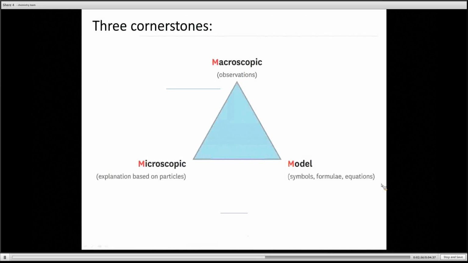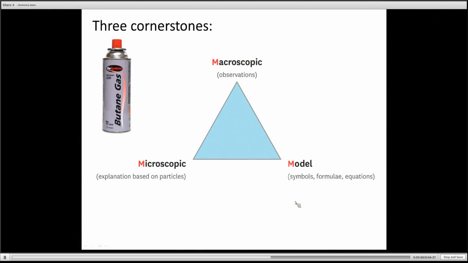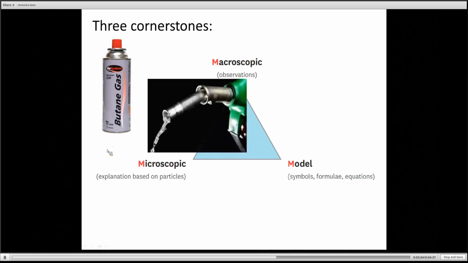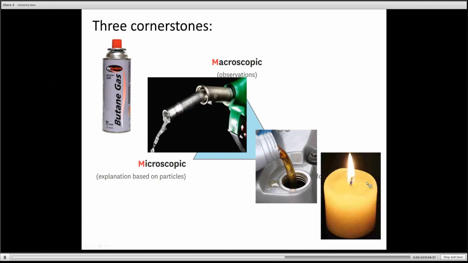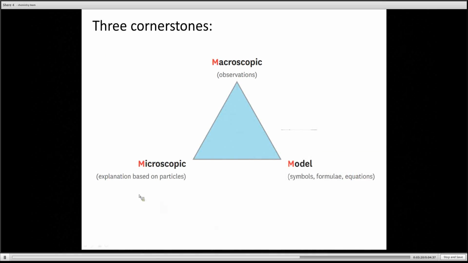Right, so very quickly, the 3 cornerstones of chemistry. This is what we always focus on. So the macroscopic is the facts of chemistry, what we see and so on. So butane gas, petrol, lubricating oil, candles, they are all what we call alkanes, and we ask, why is one a gas? Why are they liquids? Why is candle solid? So we use that by explaining with the microscopic or particle level.